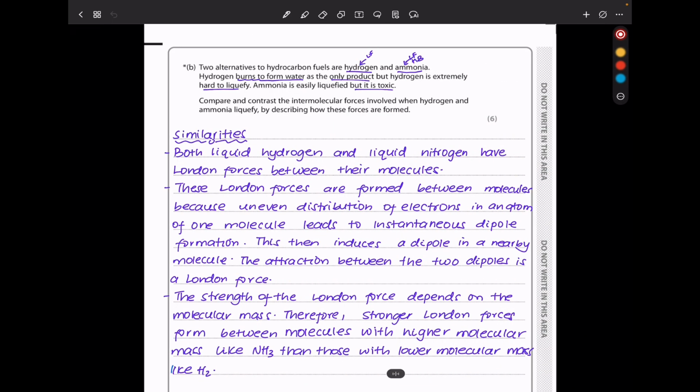And in part B, 2 alternatives to hydrocarbon fuels are hydrogen and ammonia. Hydrogen burns to form water as the only product, but hydrogen is extremely hard to liquefy. Ammonia is easily liquefied, but it is toxic. Compare and contrast the intermolecular forces involved when hydrogen and ammonia liquefy by describing how these forces are formed.